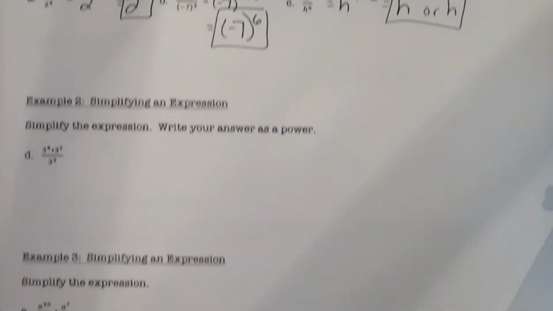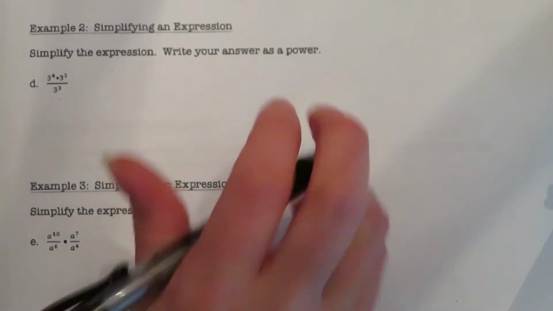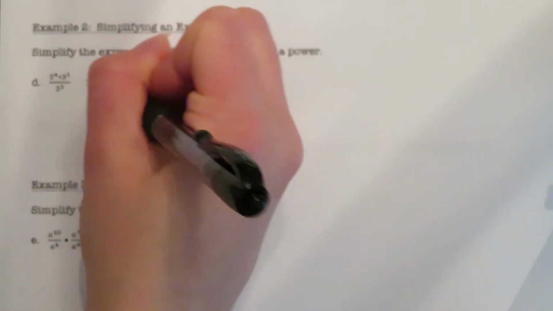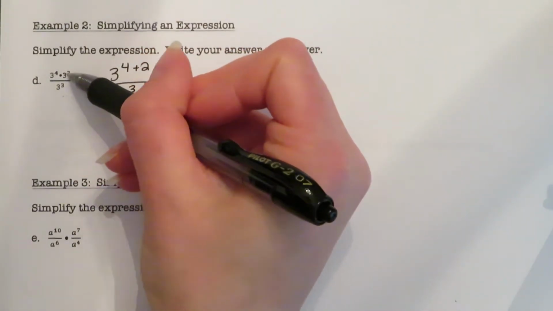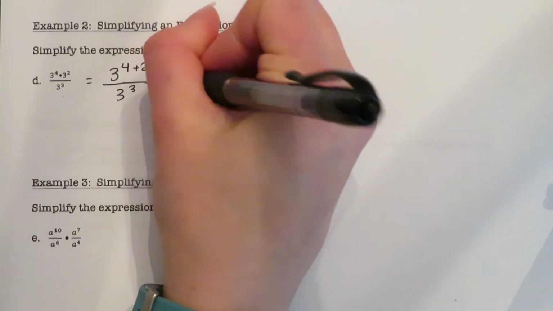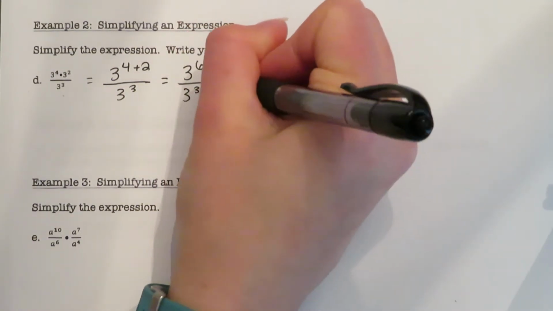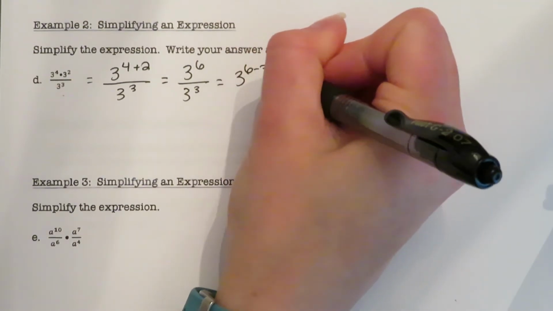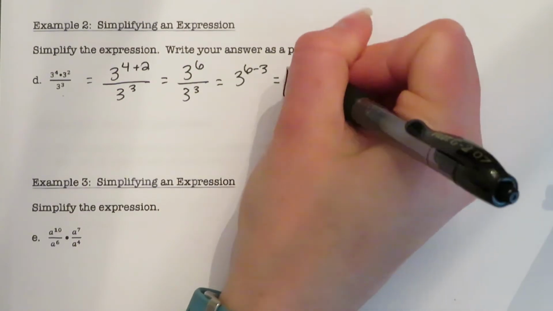Example 2, simplify an expression. Simplify, write your answer as a power. 3 to the 4th plus 2 divided by 3 to the 3rd. This one's a multi-step. I'm going to put my like terms in the numerator together first. So that's 3 to the 6th power divided by 3 to the 3rd. Now I'm dividing, so I know that I'm going to subtract the exponents, which will give me 3 to the 3rd power as my final answer.